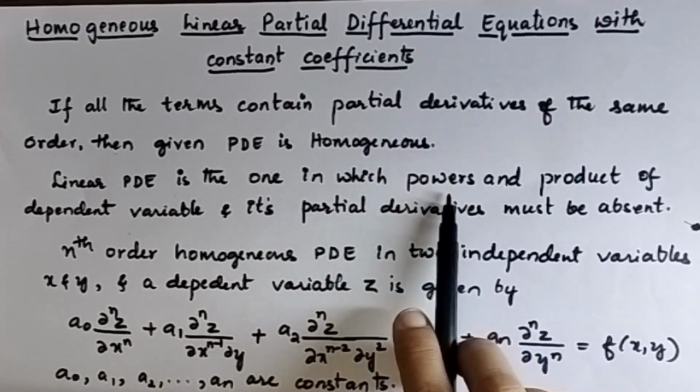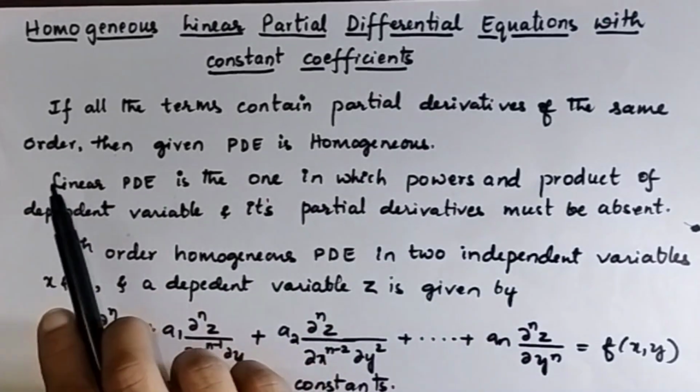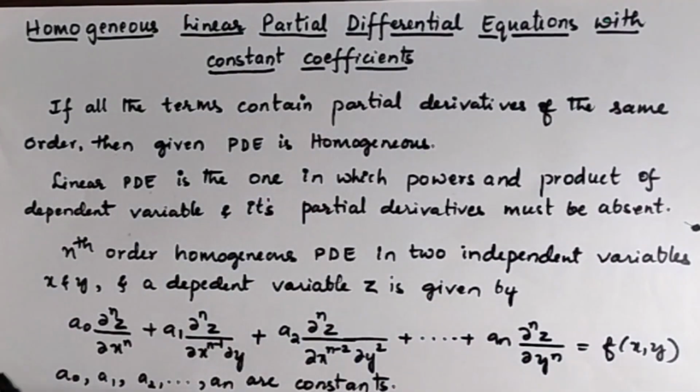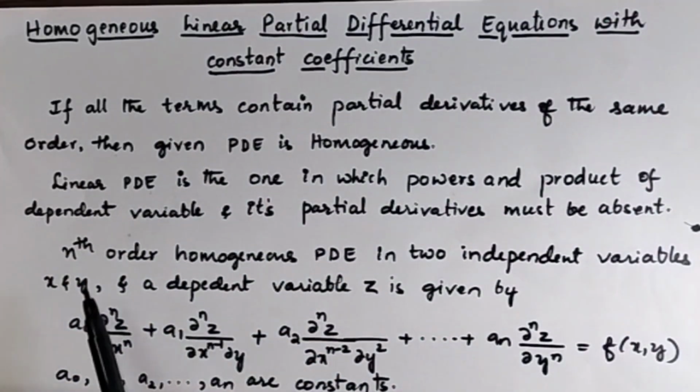It can be of any order, but its degree must be equal to 1. Then we call such a PDE a linear partial differential equation.